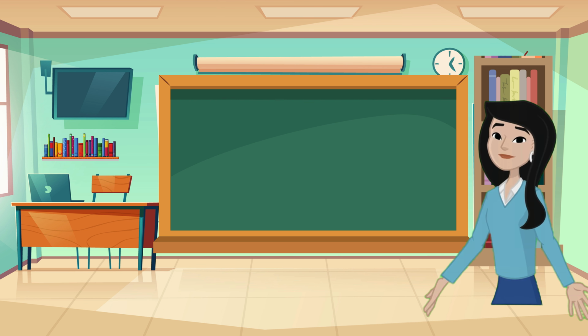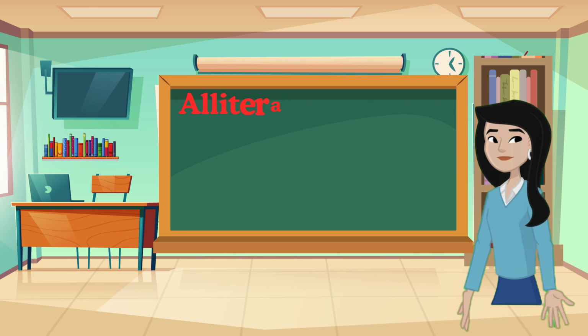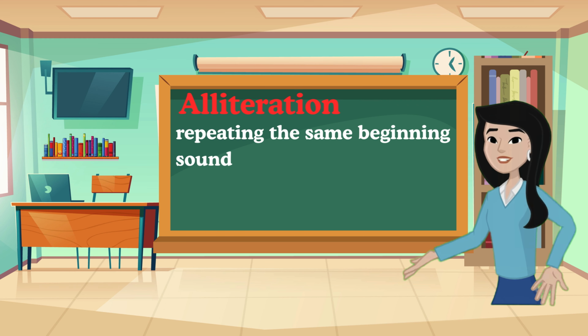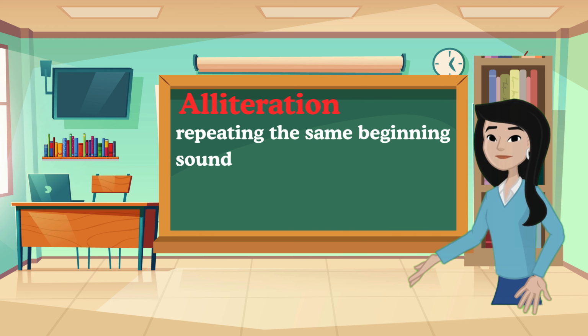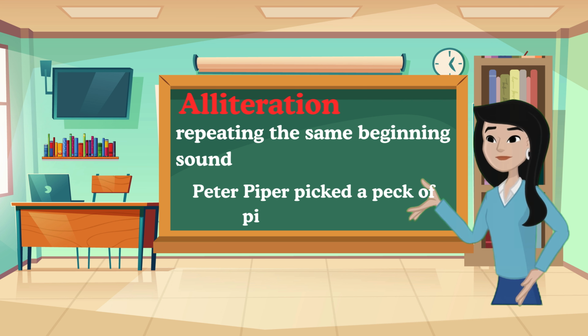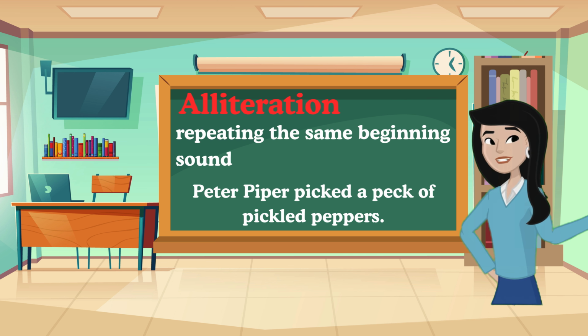The second one is alliteration. This means repeating the same beginning sound in words. For example, Peter, Piper, pick a peck of pickled peppers. Notice how the P sound keeps repeating.